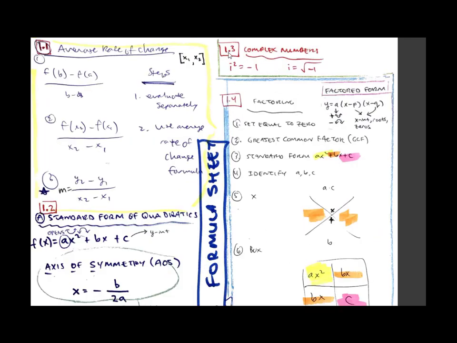Okay, for 1.3, we talked about complex numbers. i squared equals -1, or i equals the square root of -1. In 1.4, we talked about factoring trinomials, when it has 3 terms, such as this.